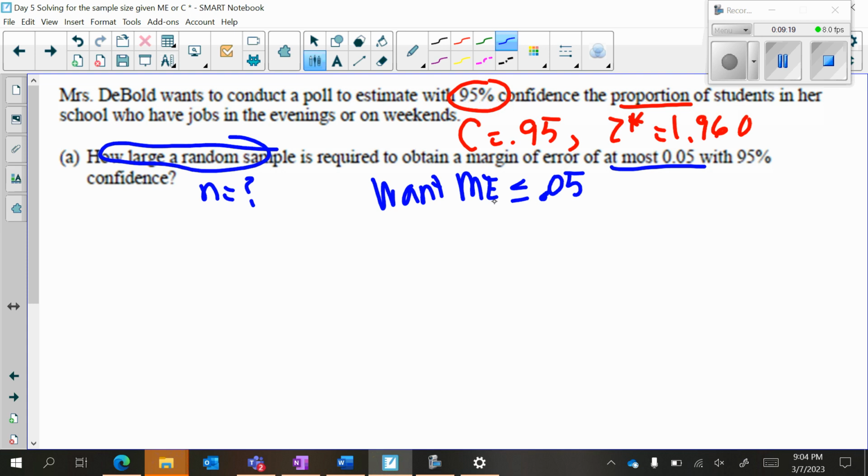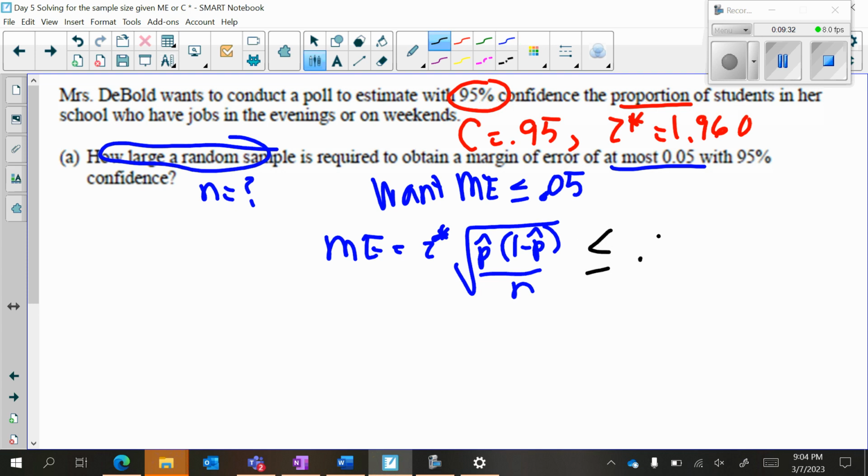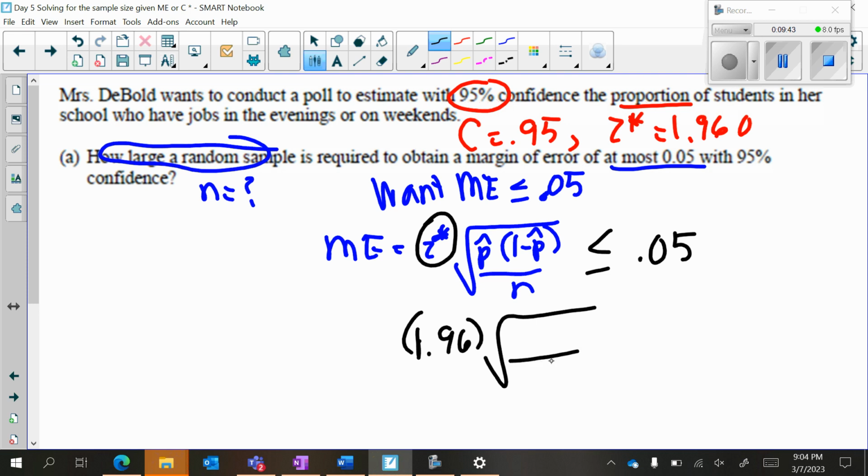So remember the formula for margin of error is Z star times sigma of P hat. In this case, the square root of P hat times 1 minus P hat over N. We want this to be less than or equal to 0.05. So we know Z star, we can plug that in here. That's 1.96. Now, the problem is we're solving for N, which is in the denominator. They didn't seem to give us the P hat value either for the sample proportion. We don't know P hat, okay?